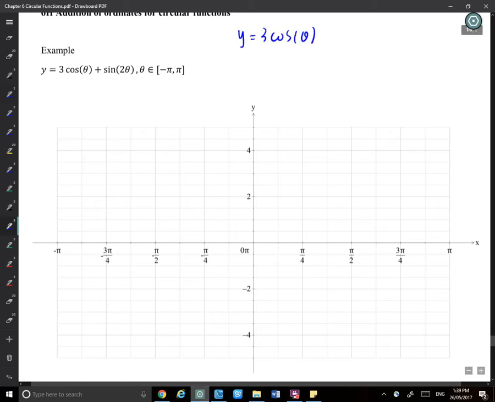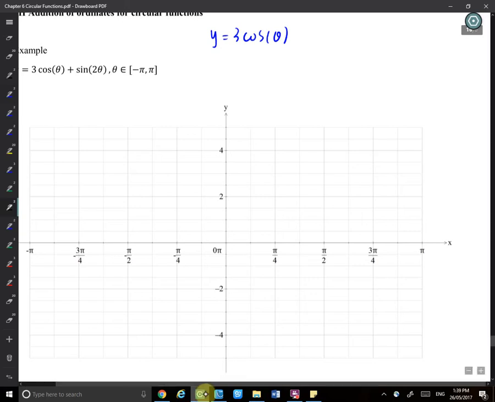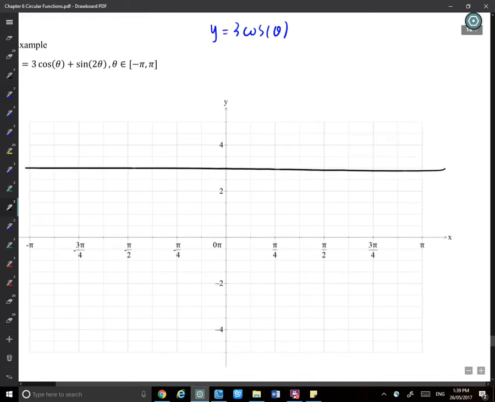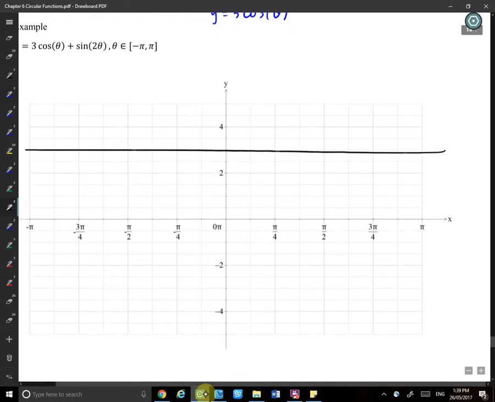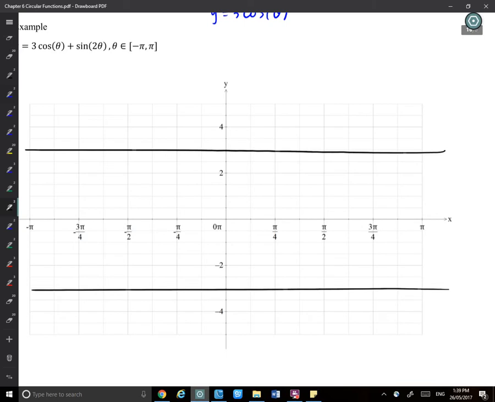Well, it's just stretched up by 3 units. The period is 2 pi. So 1, 2, 3 is here, and 3 is here. Okay, so 0 is the mean line. When theta equals 0, you have the maximum value.